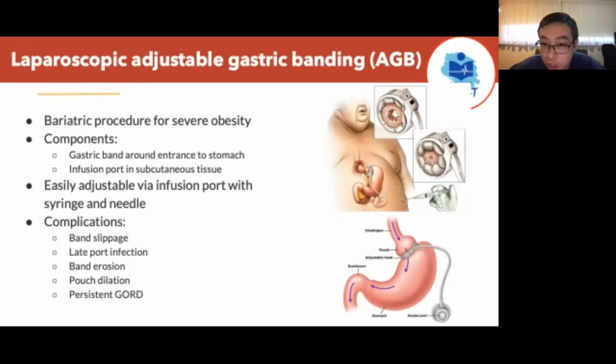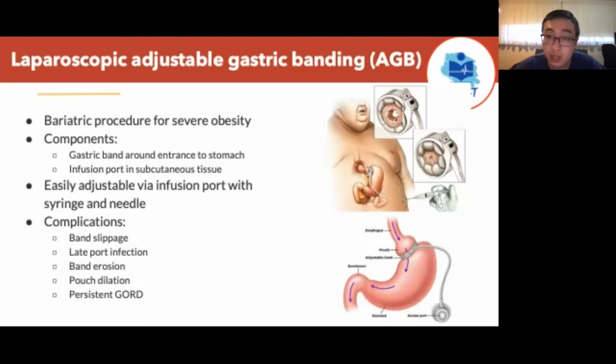And you can adjust how tight the band is quite easily by using a syringe and needle. So you don't need to open up the patient again in theatre. You can do this on the ward.